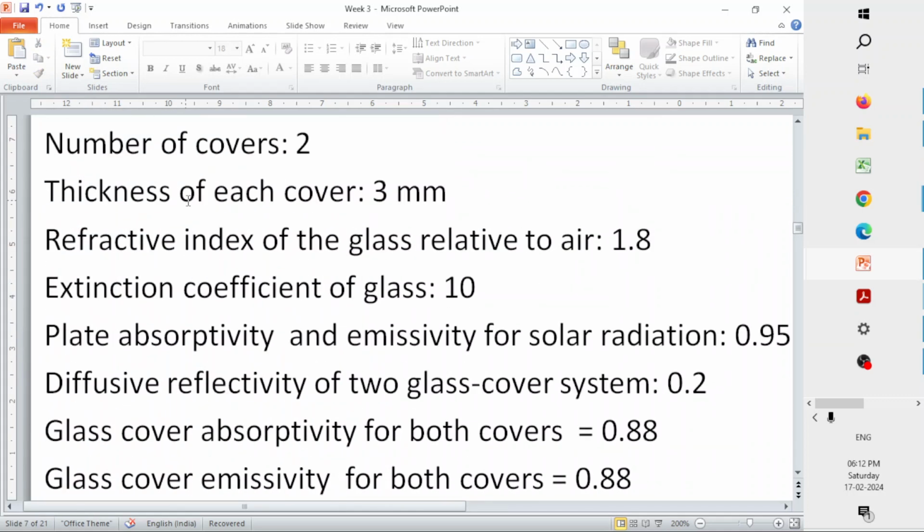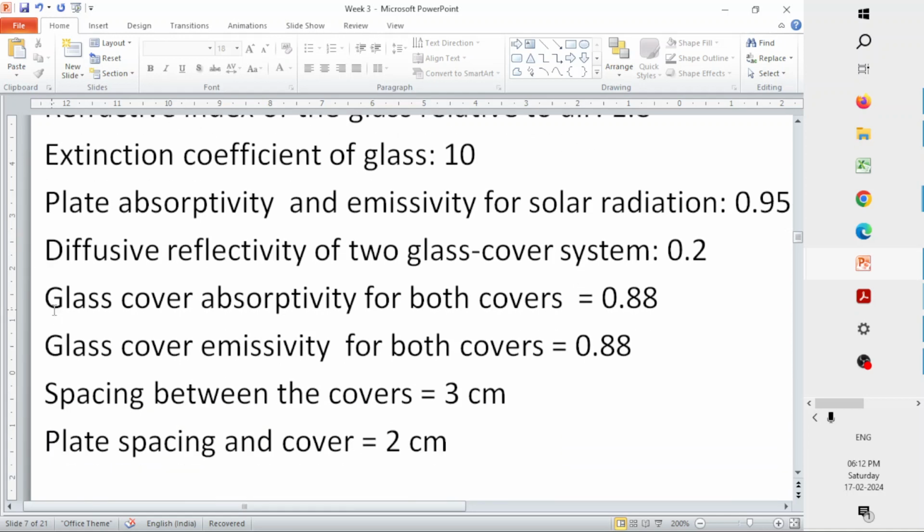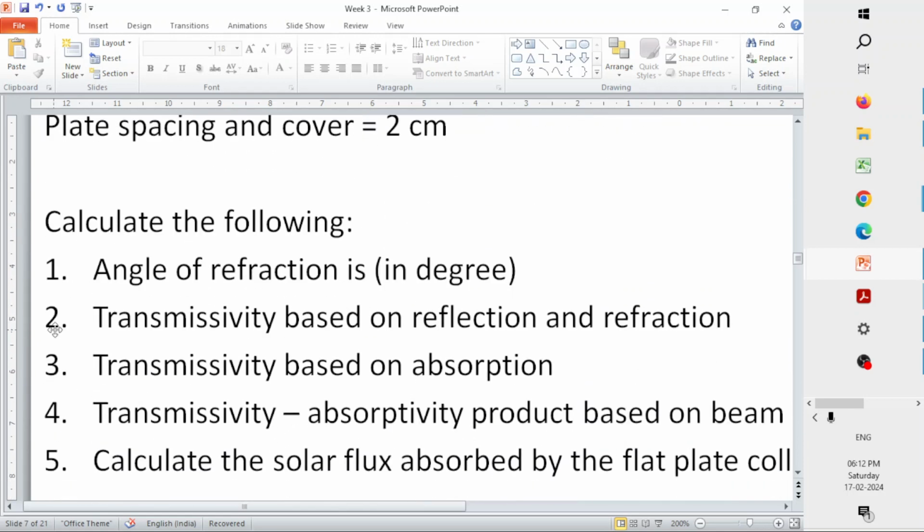And then the thickness of the cover is given, and the refractive index of the glass, because the light actually refracts through glass, so there will be a refraction phenomenon. The extinction coefficient and all the different values are given. Now what we have to calculate: the light is getting refracted, so the angle of refraction; some amount of the light will get transmitted, so transmittivity based on reflection and refraction based on absorption, the transmittance-absorptance product, and the solar flux. The way I have given the subheadings is similar to what is there in the assignment problem.